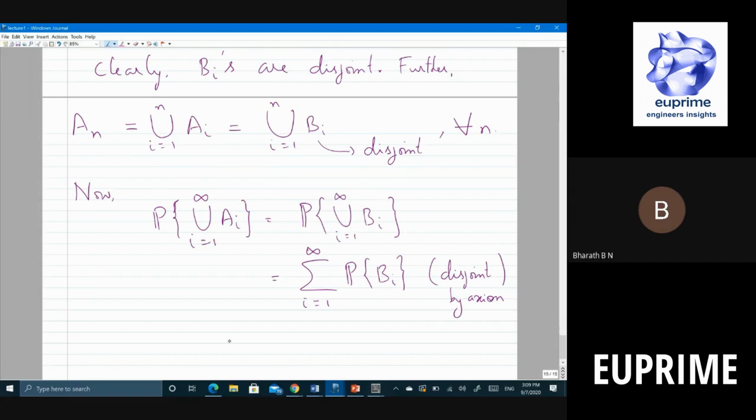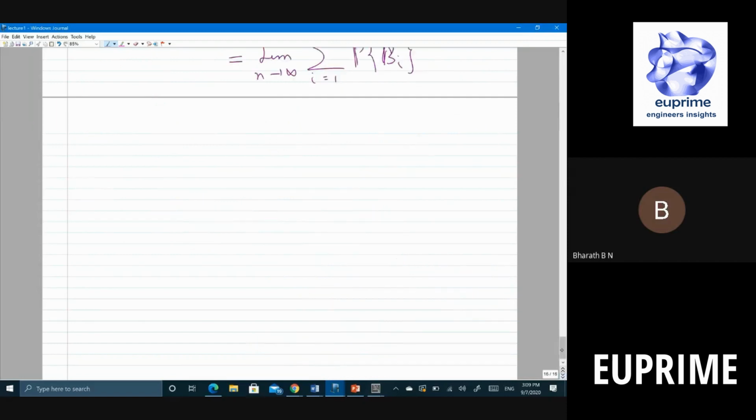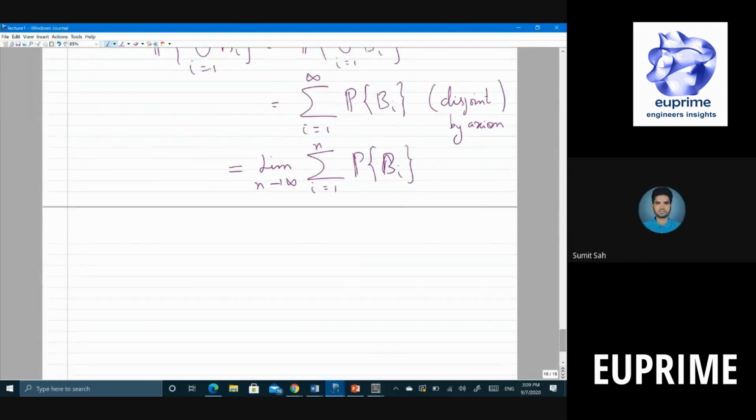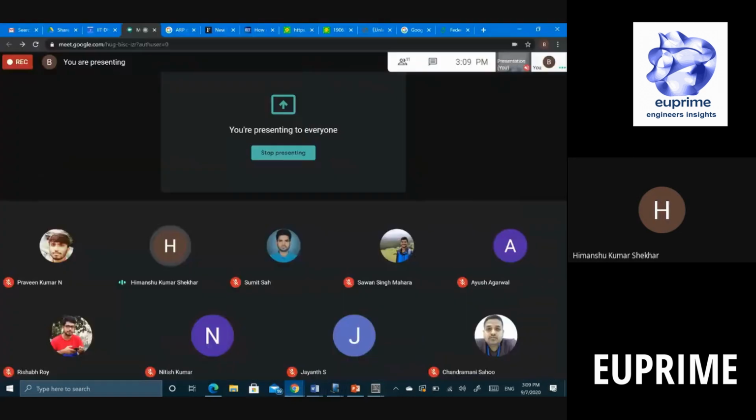Okay, so now I can write this. What is a series? It's nothing but the limit of partial sums, right? So summation i equals 1 to n of probability of B_i. Is that fine? Is this clear, everyone? Yes, sir. Others? Himanshu, you have any question? No, sir. It is clear, sir. Everything fine? Okay.